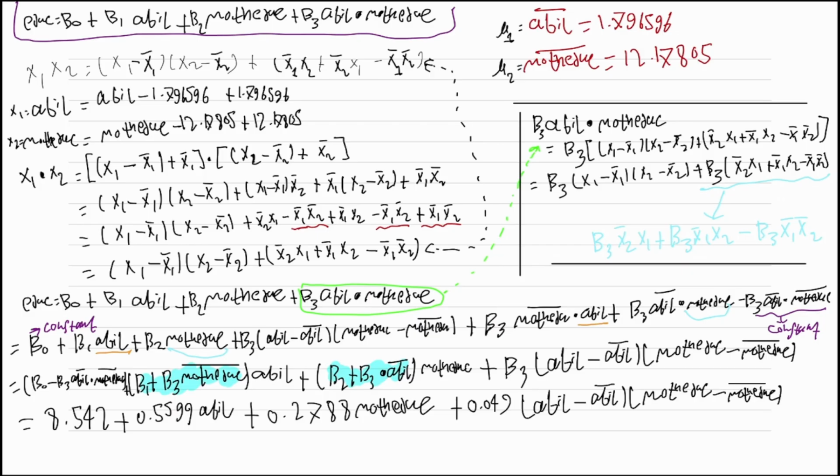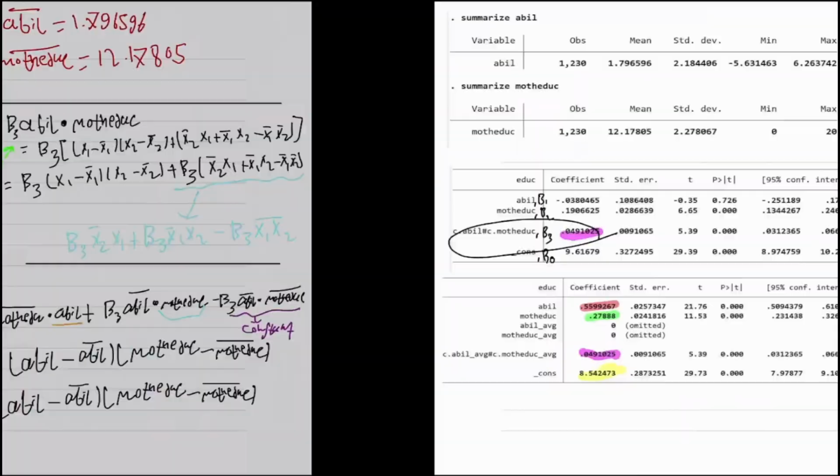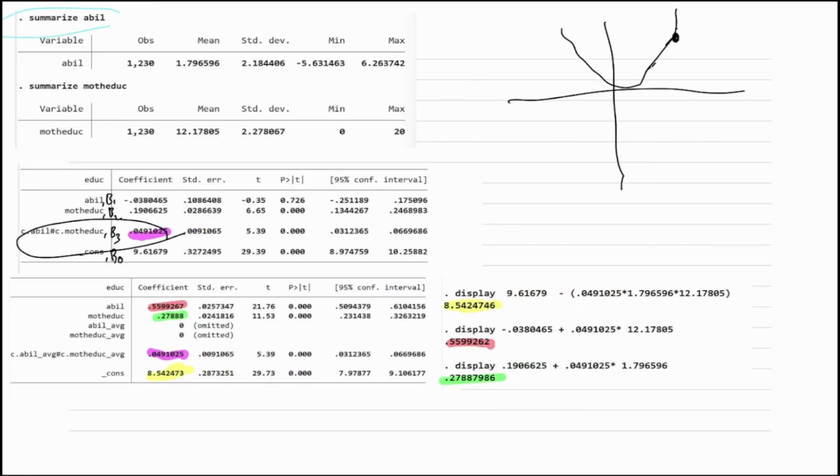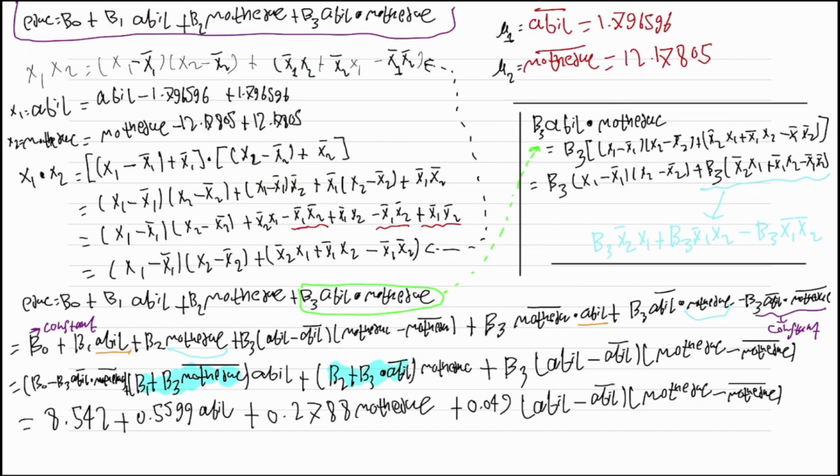Remember, we want to see the effect at a point of average ability and at the same time average mother education. So I went to Stata and used the command summarize ability and summarize mother education, and I got the averages. And I use these averages, and ability we can write in another way: ability minus the average plus the average. This is equal to ability at the end, right? So it is ability, but expressed in another form.